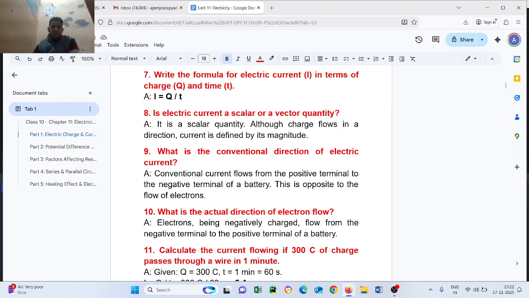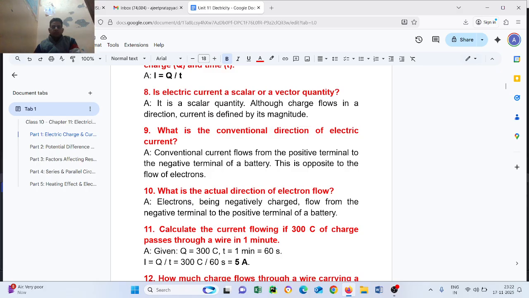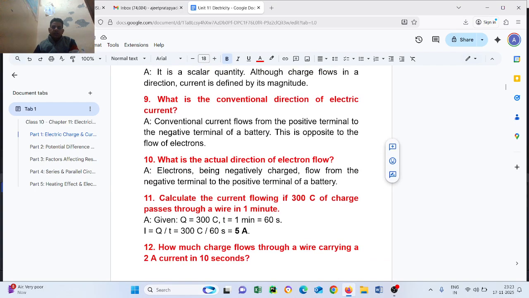Question number 10. What is the actual direction of electron flow? Electrons, being negatively charged, flow from the negative terminal to the positive terminal of the battery.